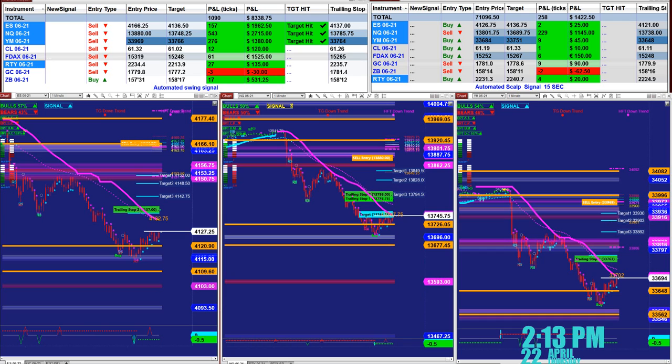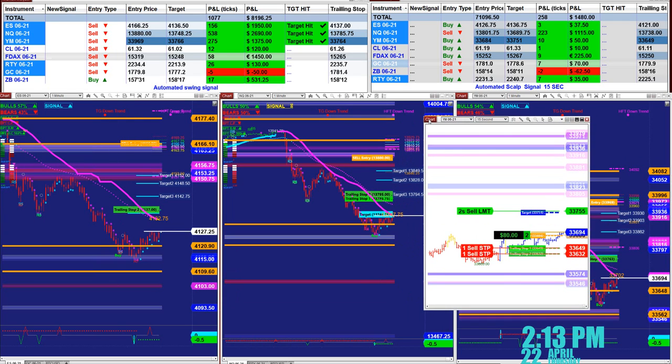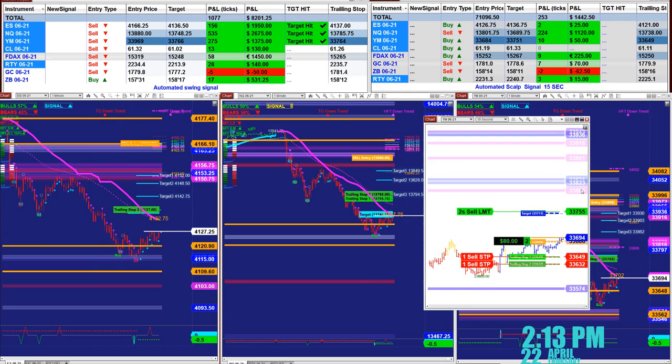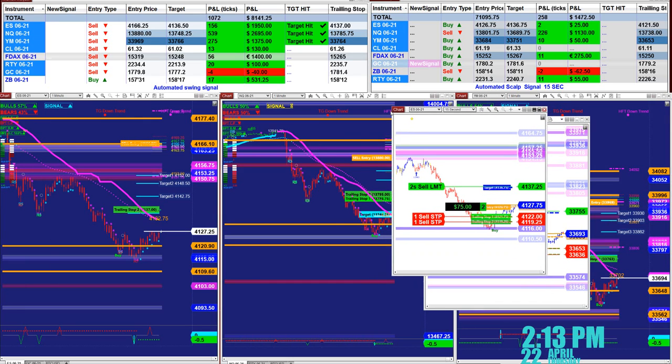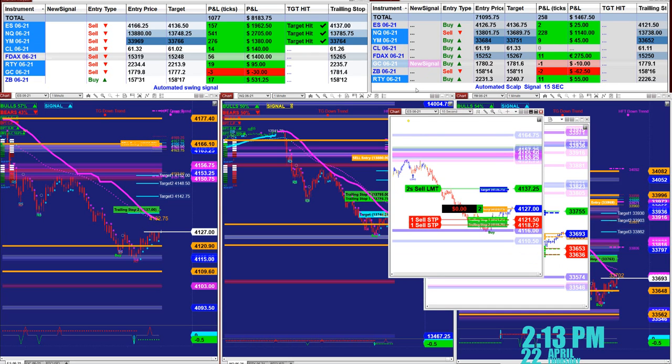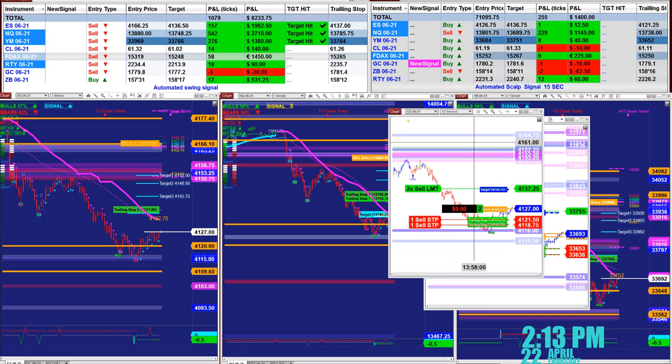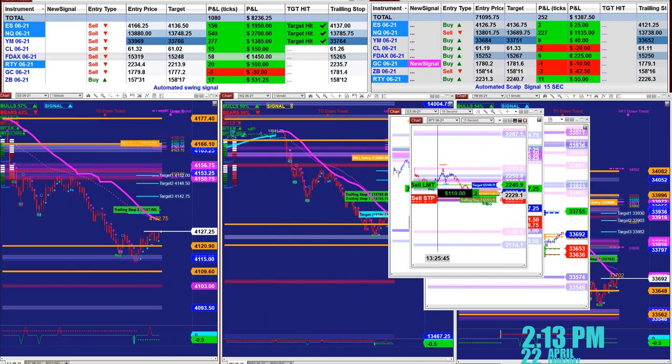Another signal also fired a second ago on the YM, and this one is coming from the 15-second. The ES just closed a position and opened a new position by order. Now there is a new signal on the gold, and a new signal on the Russell as well. So all of them are firing signals.